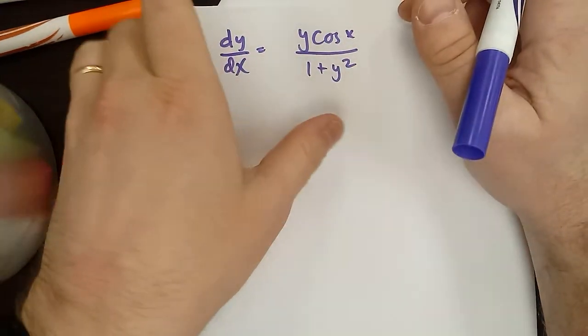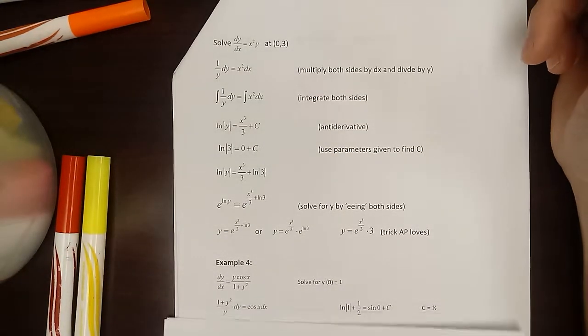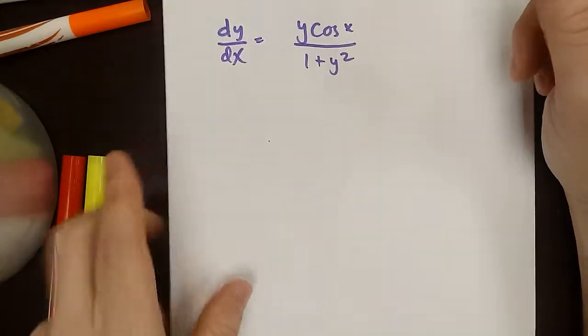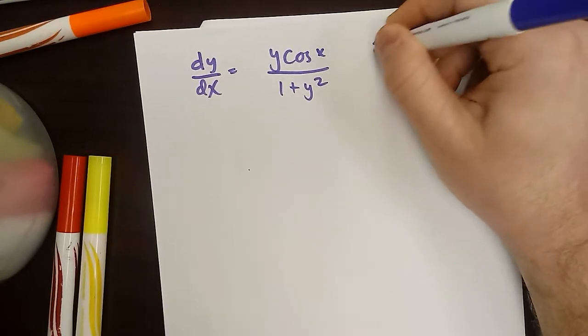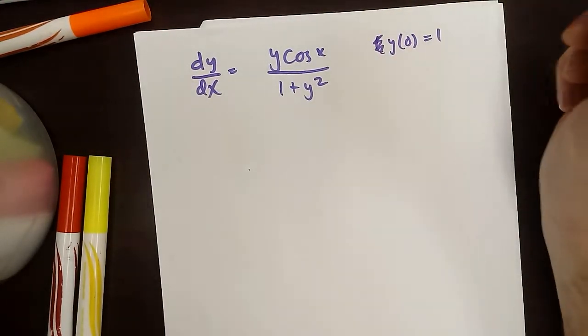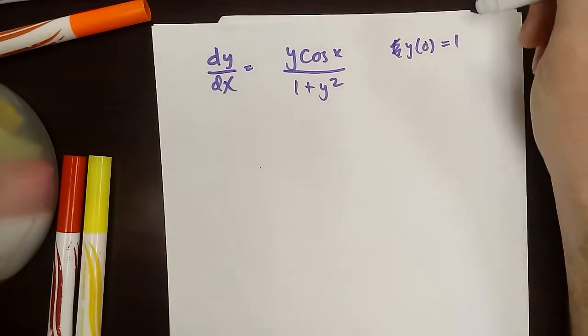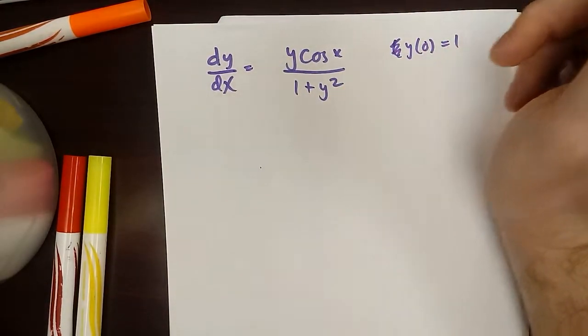Oh wait, is there an initial condition? y of 0 is equal to 1. Okay. So why am I putting parentheses there? y of 0 is equal to 1. Okay, so I need that fact. Otherwise, we won't be able to get rid of the plus c at the end.